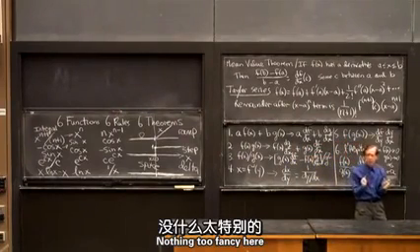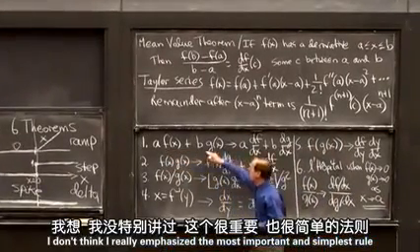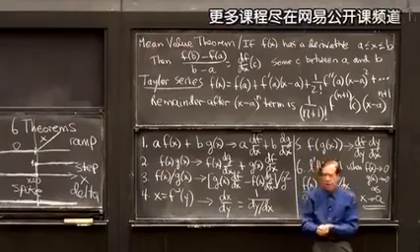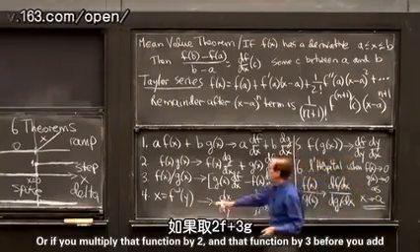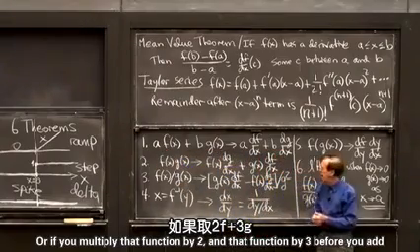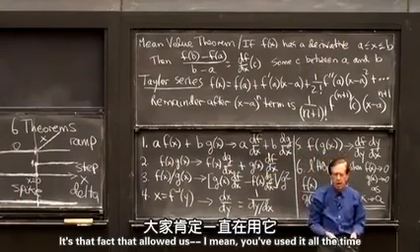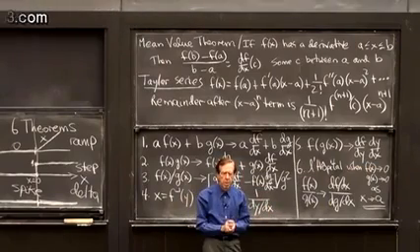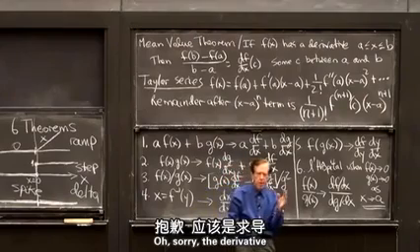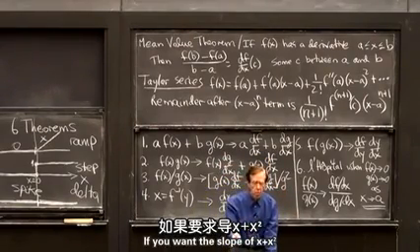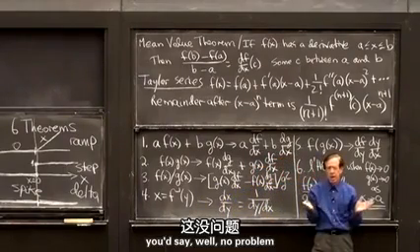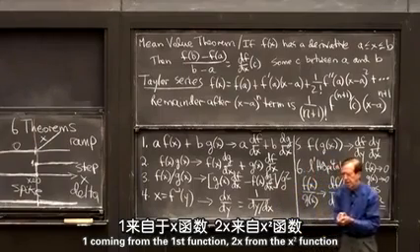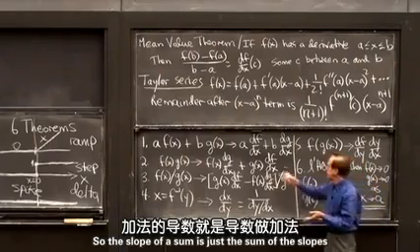Now for the 6 rules. Nothing too fancy here. I don't think I really emphasized the most important and simplest rule, that if you have a combination, like you add 2 functions, then the derivatives add. Or if you multiply that function by 2 and that function by 3 before you add, then you multiply the derivatives by 2 and 3 before you add. You've used it all the time. If you want the slope of x plus x squared, you'd say, oh, no problem, 1 plus 2x. 1 coming from the first function, 2x from the x squared function. So the slope of a sum is just the sum of the slopes.